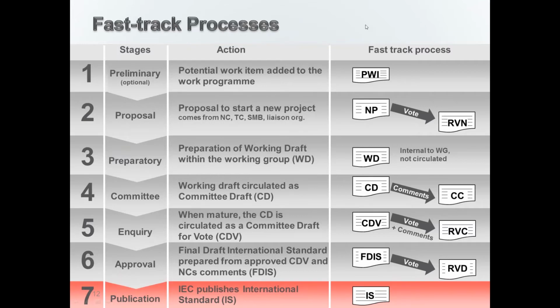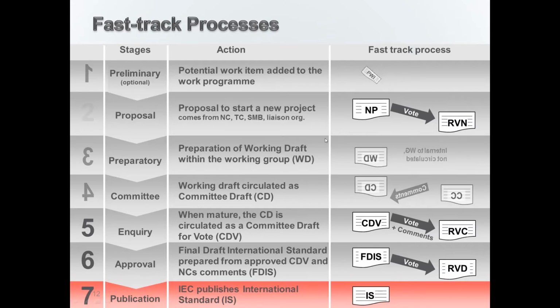In such a case, first of all, we have to do the NP to approve the project and the start of the project, but then we can skip the CD stage and go directly to the CDV. And if the CDV is approved without any negative votes, then we can skip the FDIS and go directly to the IS. So this means that in 3 stages, we can go from the beginning to the end of a standards development project. This is what we call the fast-track procedure.